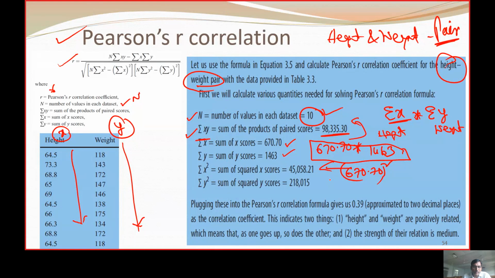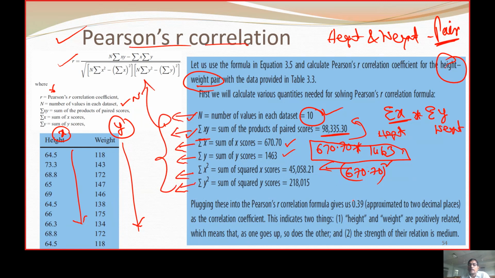Now finally we impose all these elements, that is n, sigma of xy, sigma of x, sigma of y, sigma x square, and sigma y square. Now we are pushing all these elements into the Pearson correlation.